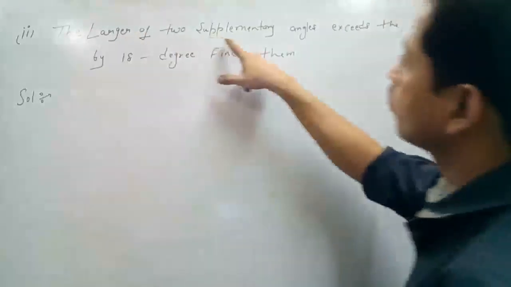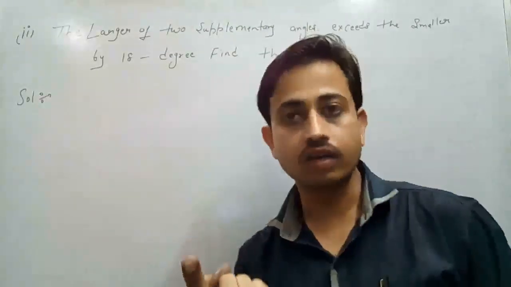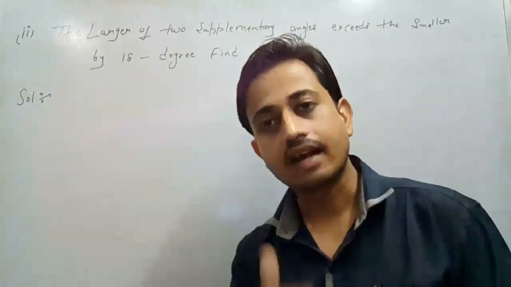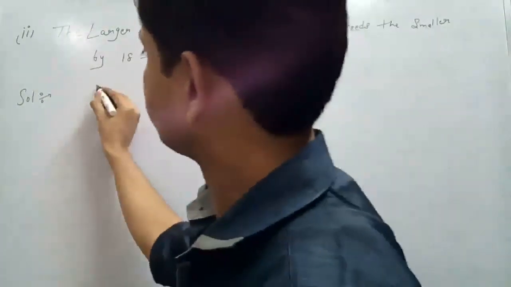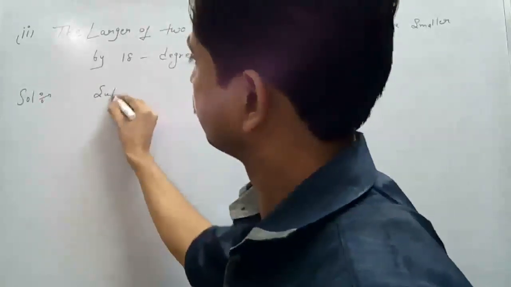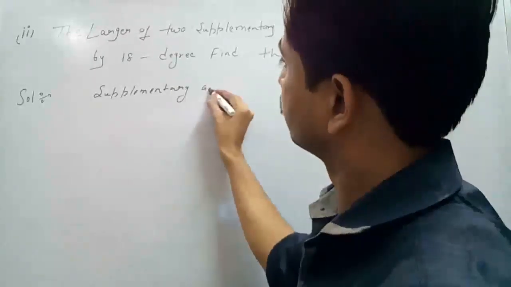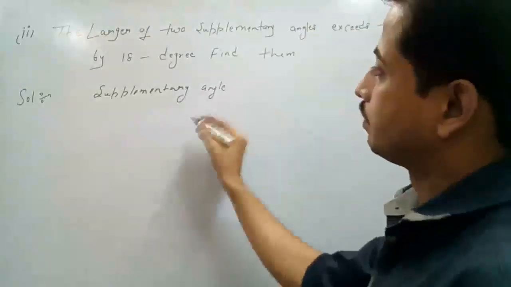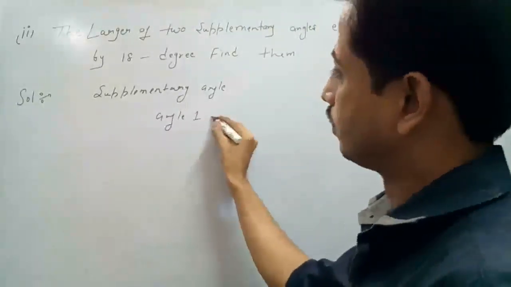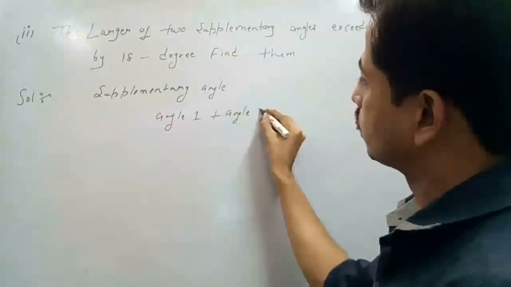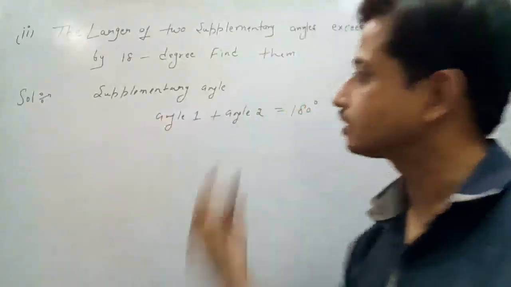So it says the larger of the two supplementary angles exceeds the smaller angle. But here only one condition is given. It means we have to understand and write the second condition ourselves. Supplementary angles means angle 1 plus angle 2 is equal to 180 degrees. It's a condition of supplementary angles.